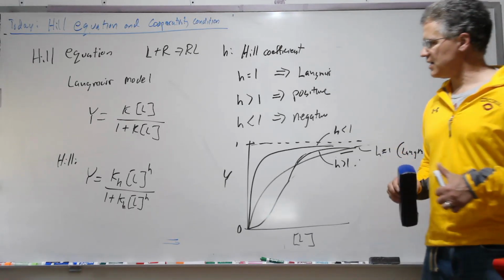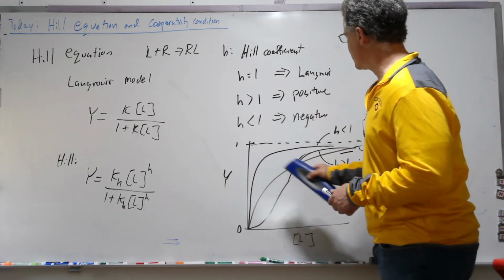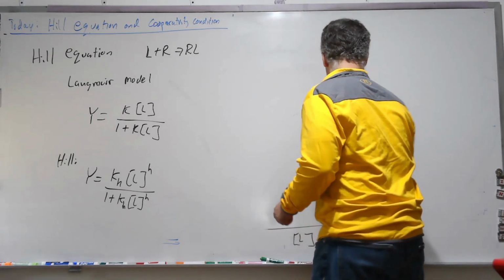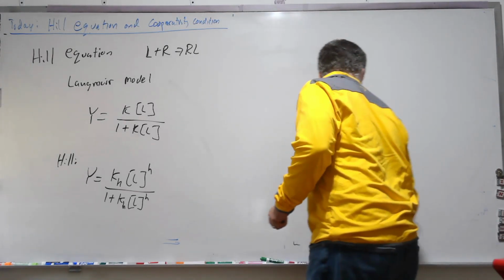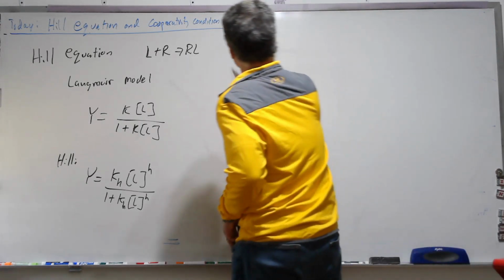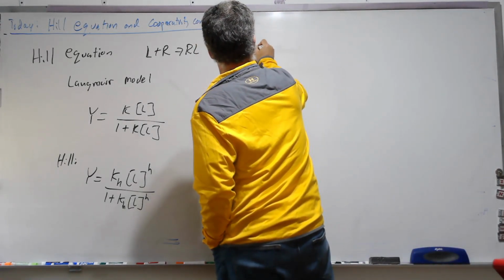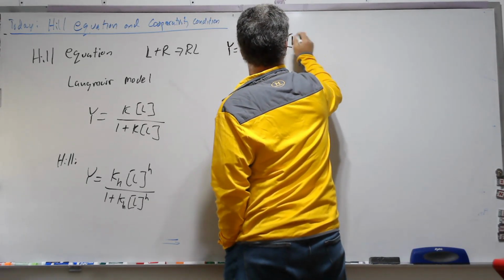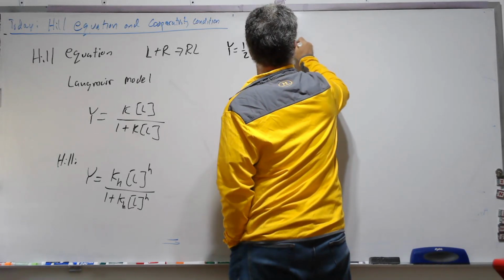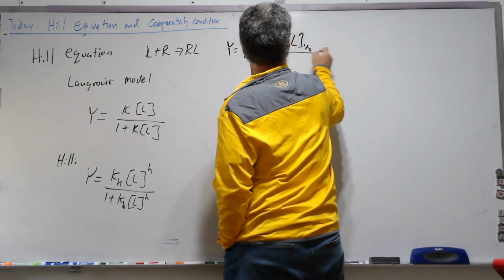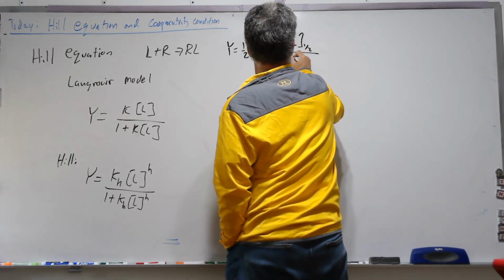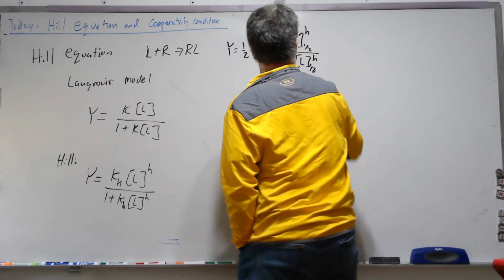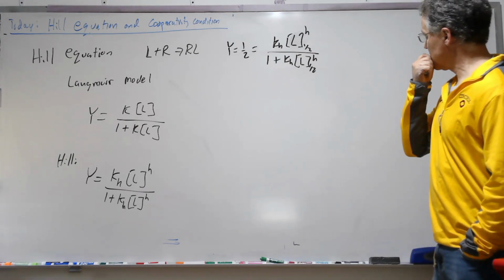Okay, so this is the Hill equation. Let's solve the half bound case, just like we did for the Langmuir model. So we want y equals 1/2. So that's going to be KH L 1/2 over 1 plus KH L 1/2 raised to the H.